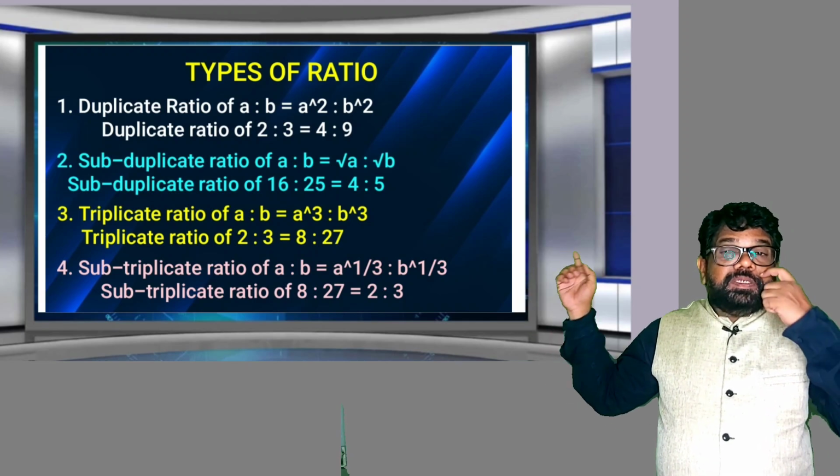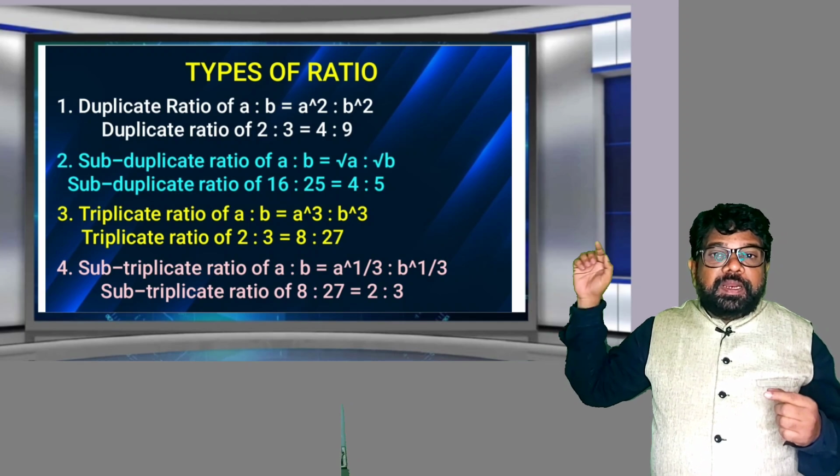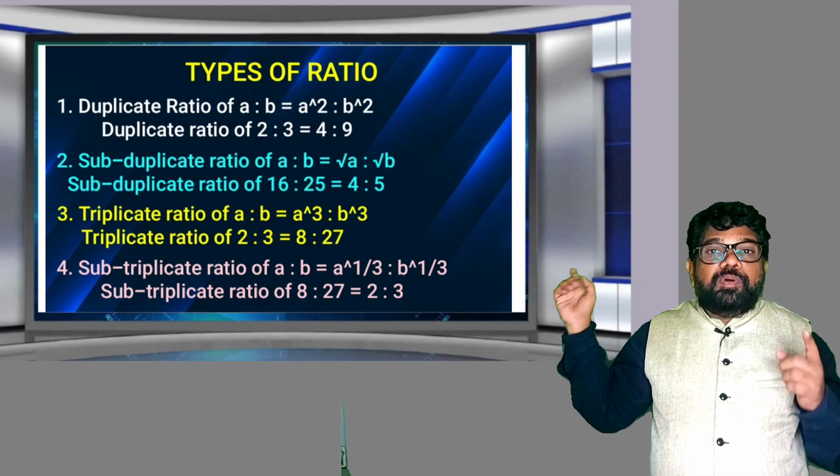Now the fourth one: what is the subtriplicate ratio of A is to B? A power 1 by 3 is to B power 1 by 3. You can remember very easily. Triplicate means power 3, power 3. Subtriplicate means power 1 by 3, power 1 by 3.